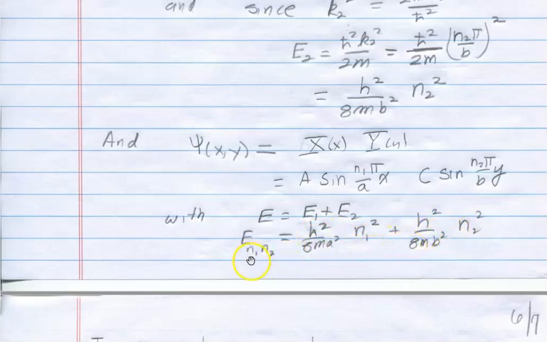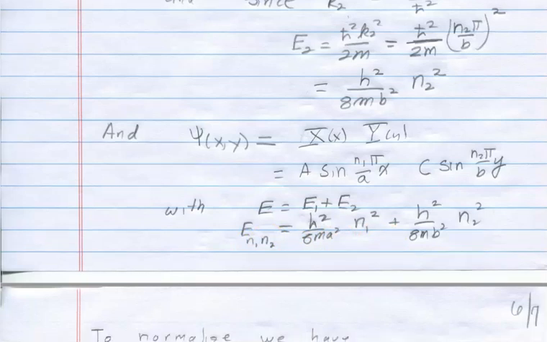And now I will label these with N1 and N2. There's a double infinity of solutions. N1 and N2 are positive integers. And so I'll subscript these. There's lots of possible energies.